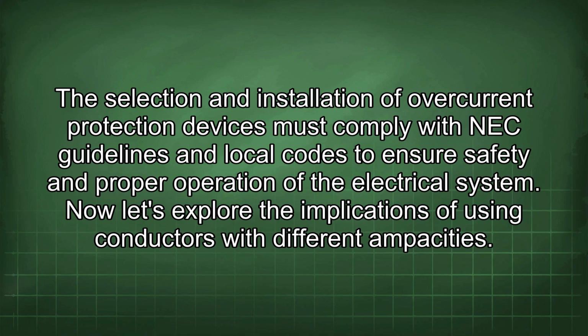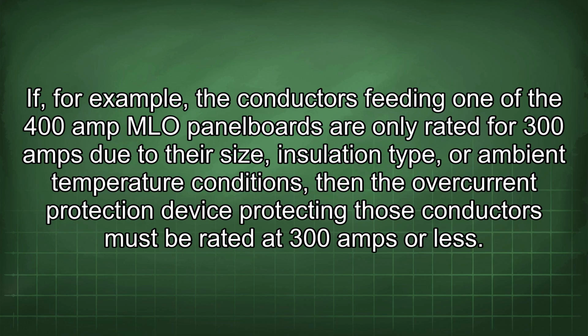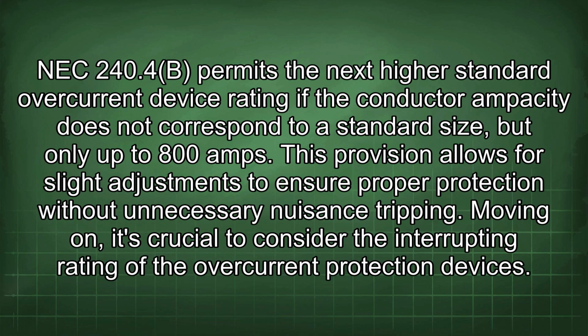Now let's explore the implications of using conductors with different ampacities. If, for example, the conductors feeding one of the 400 amp MLO panelboards are only rated for 300 amps due to their size, insulation type, or ambient temperature conditions, then the overcurrent protection device protecting those conductors must be rated at 300 amps or less. NEC 240.4(B) permits the next higher standard overcurrent device rating if the conductor ampacity does not correspond to a standard size, but only up to 800 amps. This provision allows for slight adjustments to ensure proper protection without unnecessary nuisance tripping.